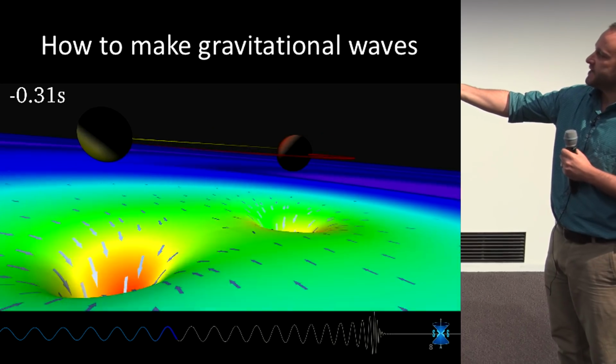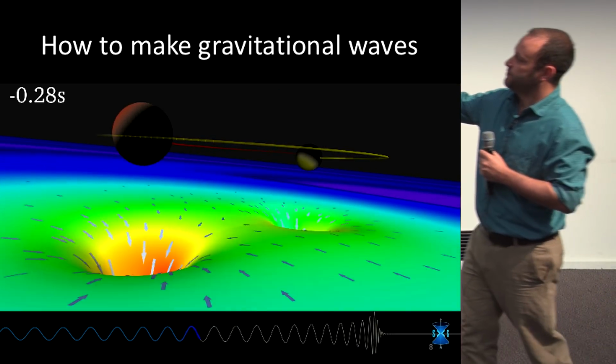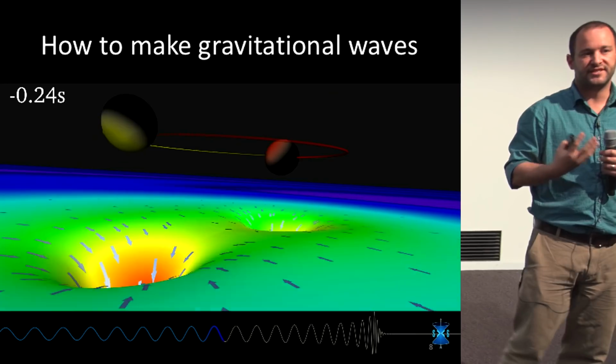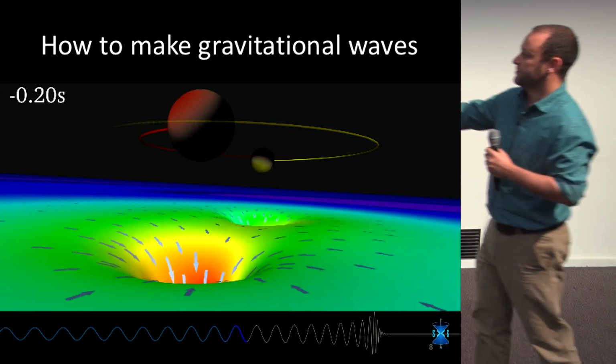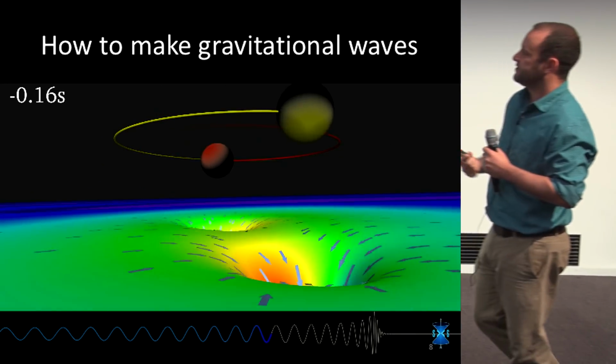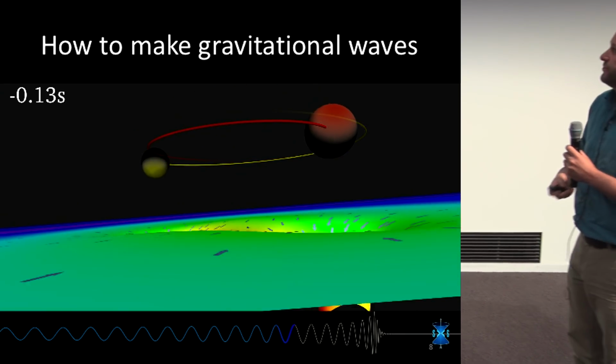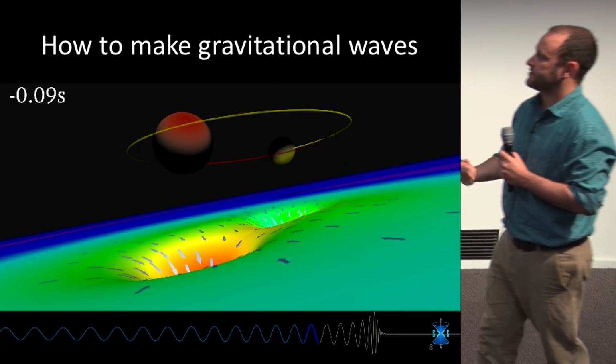And what we're depicting down here, if you can see it, is the gravitational wave signal that is coming to our detector as these two black holes merge closer and closer to each other. So they get faster and faster and faster.